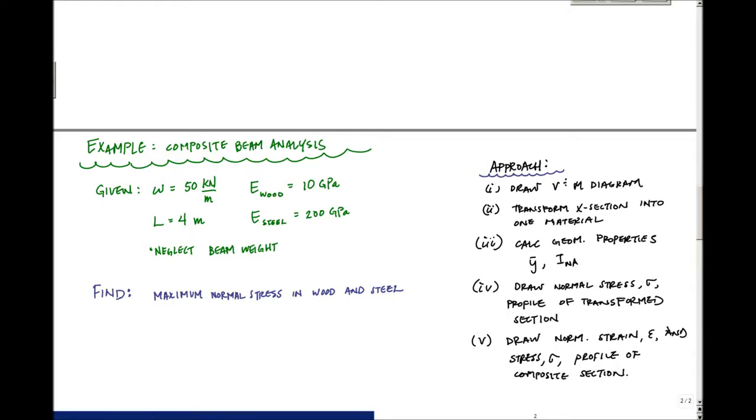And the way we're going to do that, we're going to go through quite a few steps. And really, all these steps are part of flexural analysis, with the internal moment and calculating normal stresses due to that internal moment. So we're going to draw a shear moment diagram really fast. I'm not going to emphasize that too much because it's a simply supported beam. And then go into transforming the cross section into one material. And that's going to be the important part here. Then we'll calculate some geometric properties, which will be review, and then draw the normal stress profile of the transformed section, and then draw the normal strain and stress profile of the composite section.